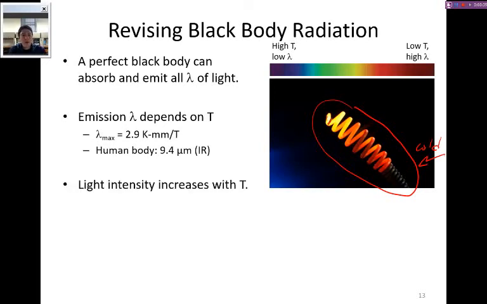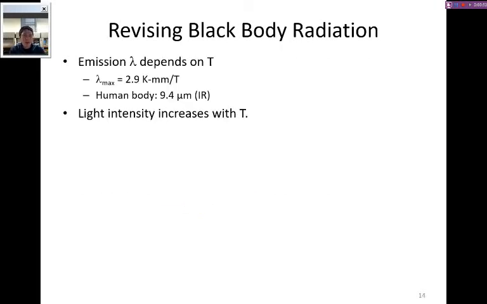Okay. Another property of black body radiation is that the intensity of the light increases with the temperature. So not only does the frequency or the wavelength of light change with temperature, but the intensity also increases with temperature. Let's take a look at that.